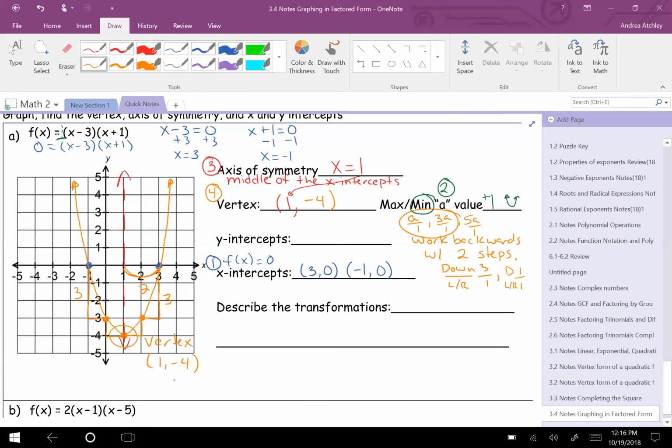Okay. Can anyone identify my y-intercept? Where does it cross the y-axis? Very good. Right here at 0 for x and negative 3 for y.